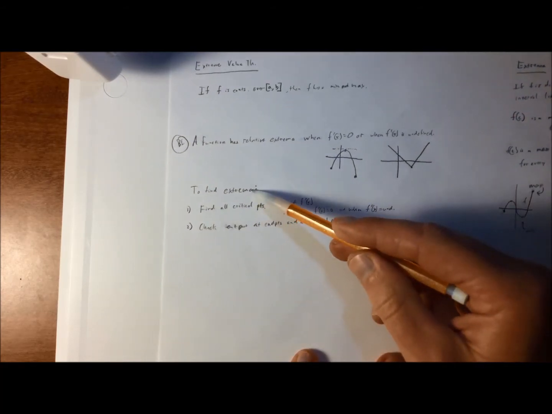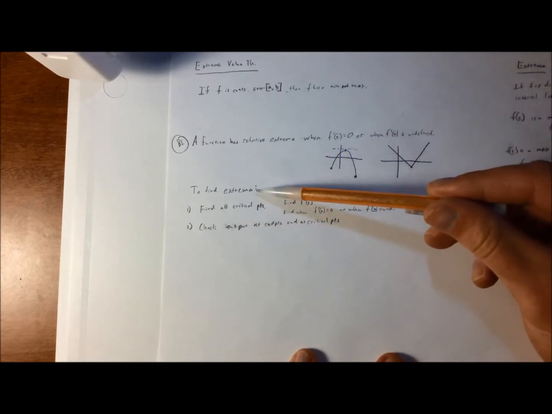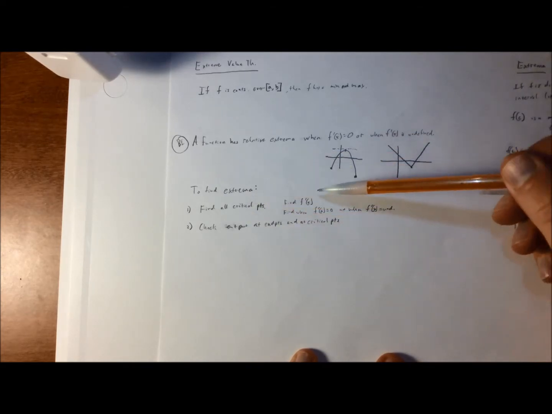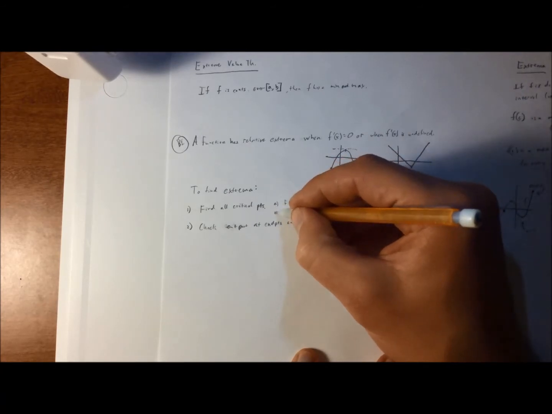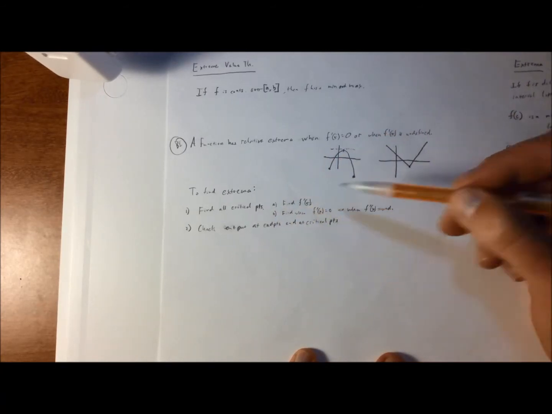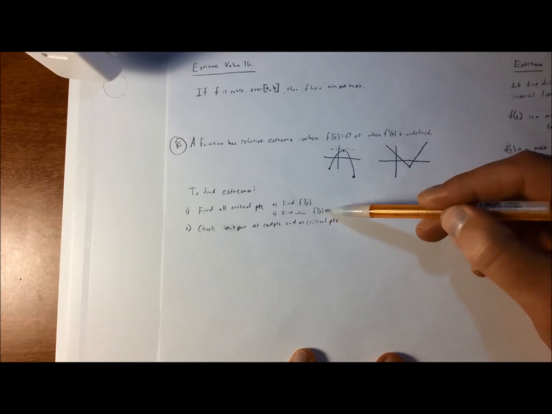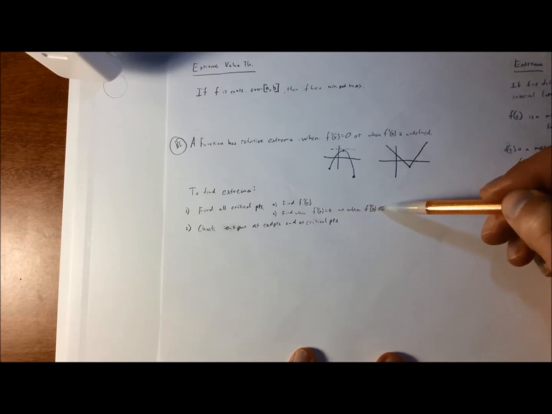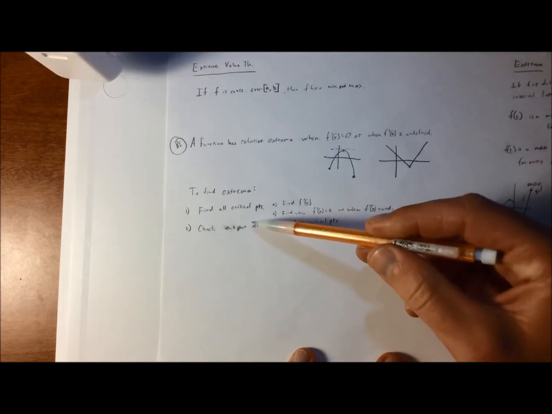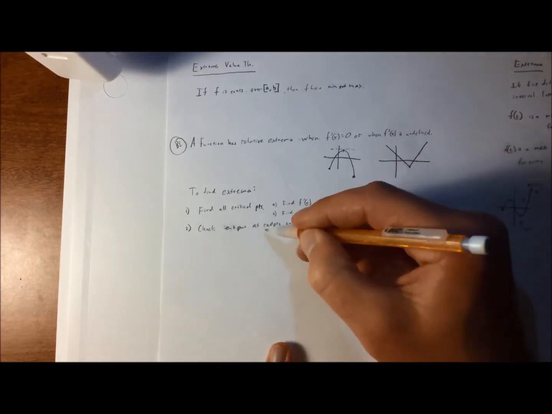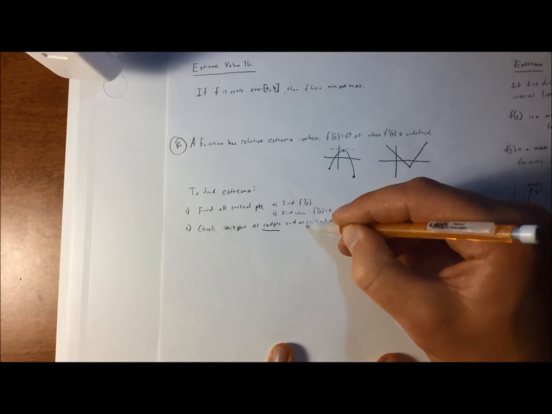So if you want to find extrema, here are the steps. To find extrema, you're going to find all the critical points. To do that, you're going to do two things. You're going to find f prime of x. Then you're going to find when f prime of x is equal to 0 and find when f prime of x is undefined. Next, you're going to check the output at the endpoints and at the critical points.